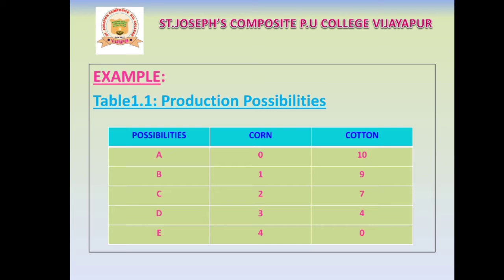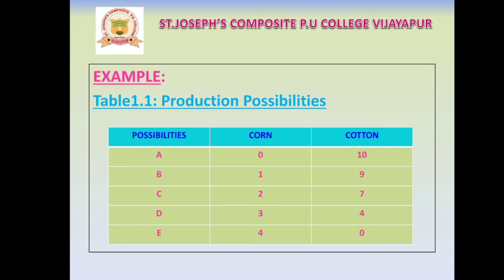So what does this table tell us? In the corn column, the maximum amount of corn is produced at combination E: 4 units. What about cotton? Here 10 is the maximum, at combination A. That means a maximum of 4 units of corn is produced at E, and a maximum of 10 units of cotton at A.